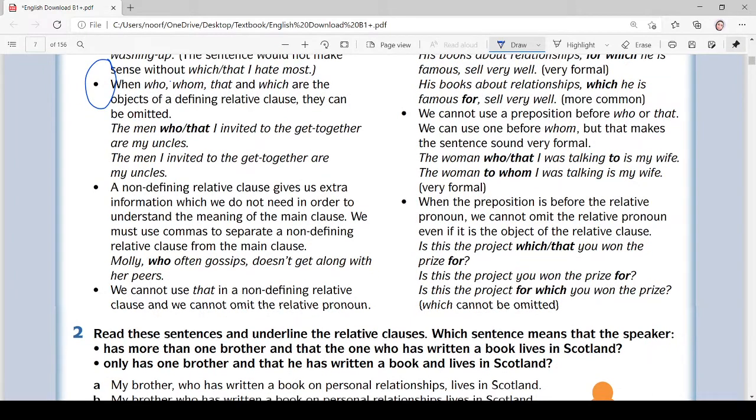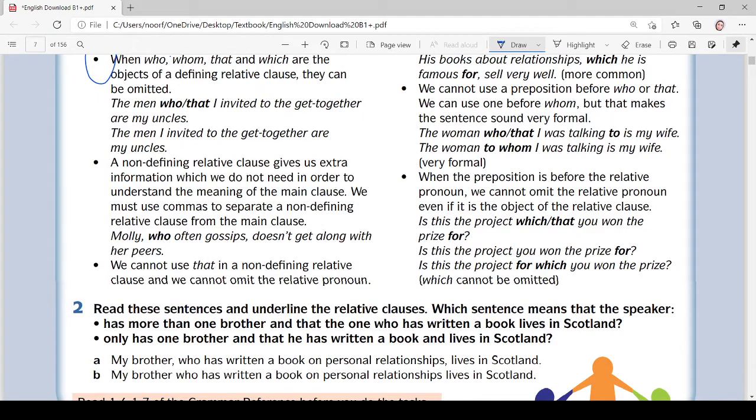Okay, a non-defining relative clause gives us extra information which we do not need in order to understand the meaning of the main clause. We must use commas to separate a non-defining relative clause from the main clause. Okay, contohnya kat sini, Molly, who often gossips, doesn't get along with her peers. Okay, we cannot use that in a non-defining relative clause and we cannot omit the relative pronoun.